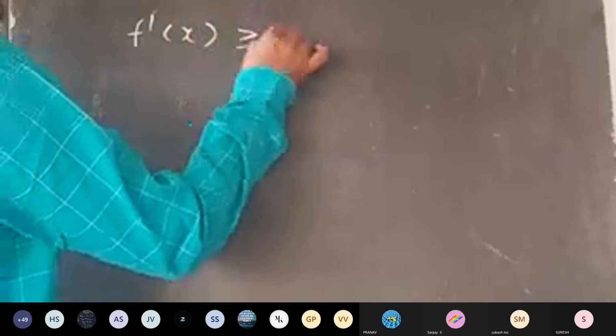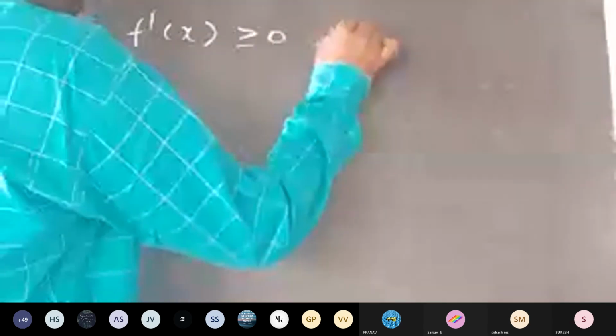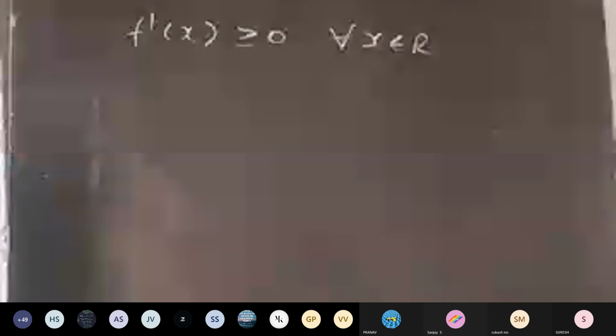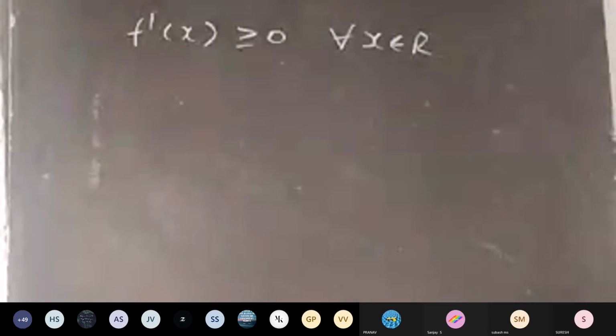Differentiate both sides in this equation. d by dx of f of x is equal to d by dx of e power x. What can you write? f dash of x is equal to e power x. When you differentiate this equation, no change. So f dash of x is e power x, greater than or equal to 0 for all x belongs to R. So f has no critical point.